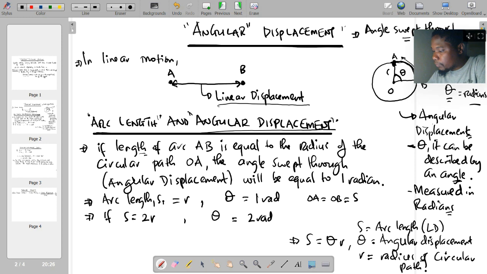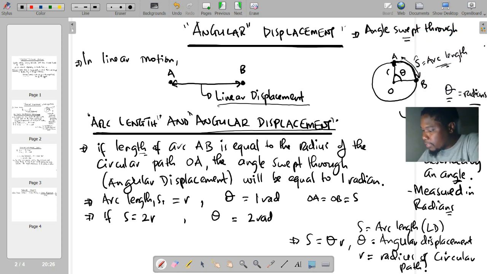So now remember this. S is the arc length, okay? If it happens that the arc length is equal to the radius of the circular path, what has been discovered is that the angle swept through is exactly 1 radian. If the length of the arc that you have covered is equal to the radius of that circular path, the angular displacement that you will cover at that point is 1 radian, okay? 1 radian.